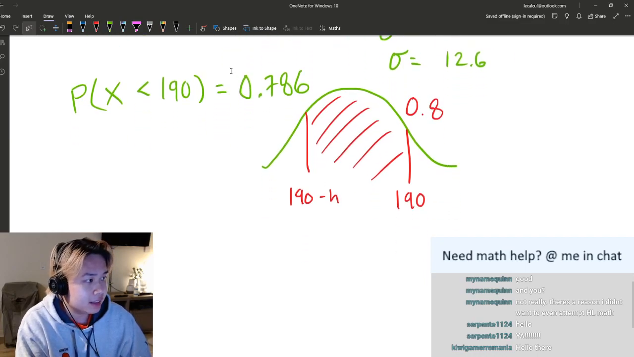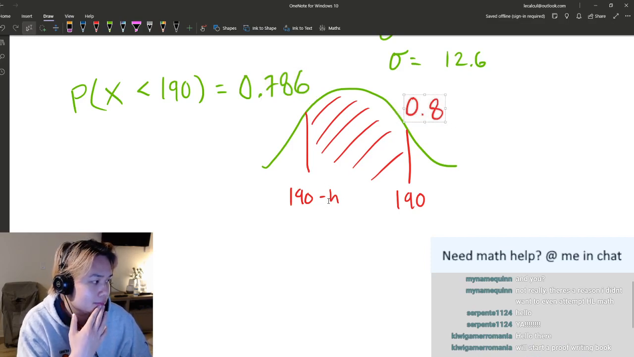Because I was thinking that this would be more than 80%, and then you just find out, you know, what the boundary is of the difference between this probability and 80, and then you can calculate what h is.